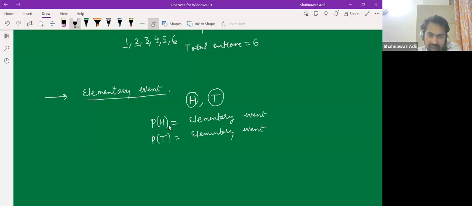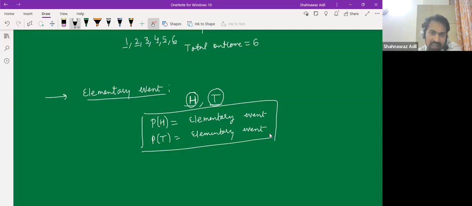I cannot get head two times in one toss, right? I toss a coin and I get a head, and then I again toss a coin and I can get head or tails. So these are the only events that I can have. So these are called the elementary events. At one time I can get only one kind of event. So this is called the elementary. Is that clear?